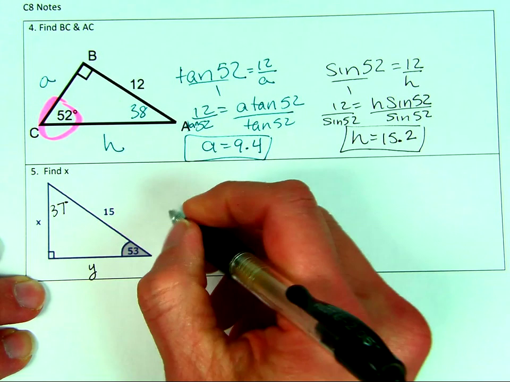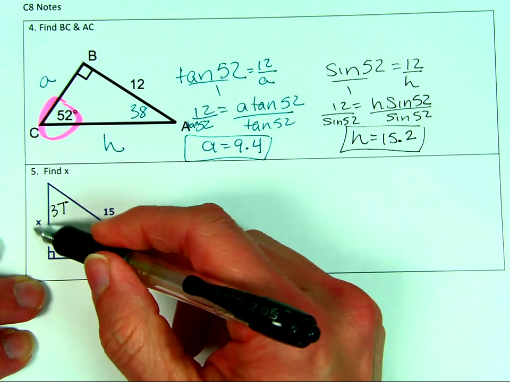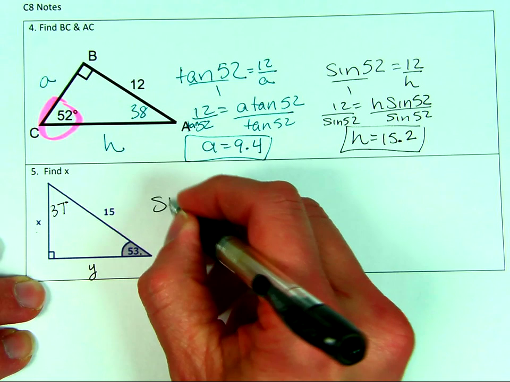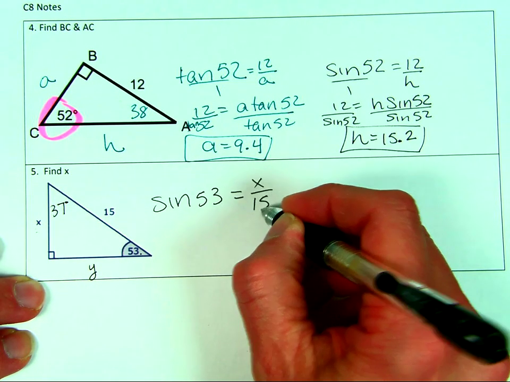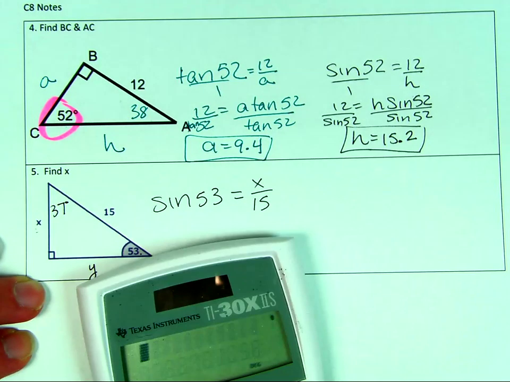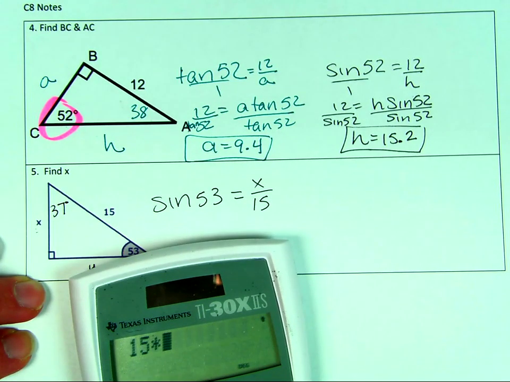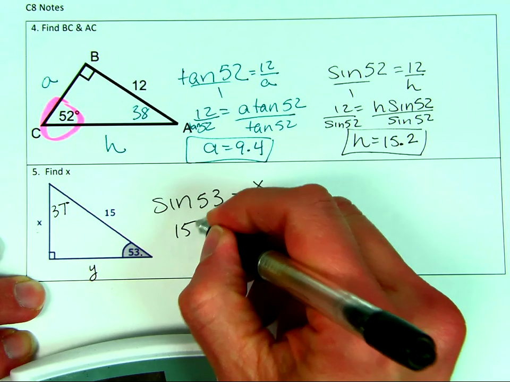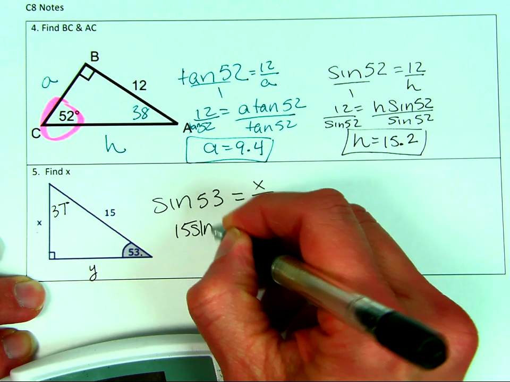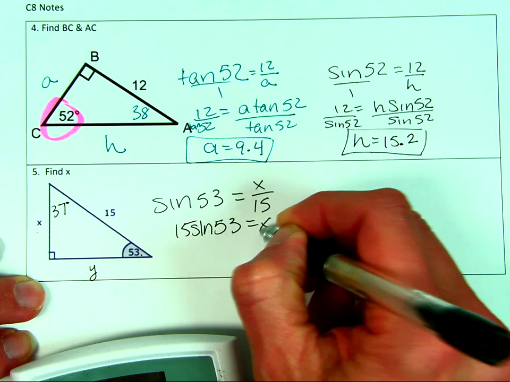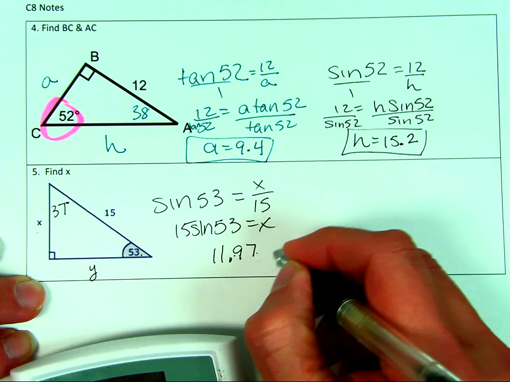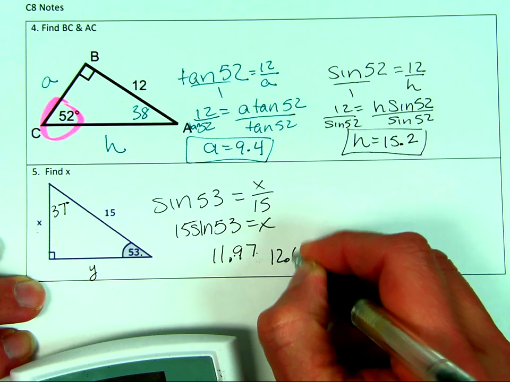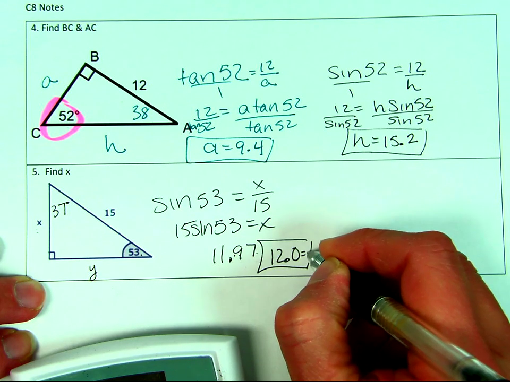So I notice that x is the opposite, and this is my hypotenuse, so I can say the sine of 53 equals x over 15. So to solve that, I'm going to say 15 times the sine of 53. So remember, you would cross multiply, you'd get 15 times the sine of 53 equals x. And that was 11.97. Because this tells me to round it up, I have to say 12.0. You need to have that 0 in there. That's what x is going to be.